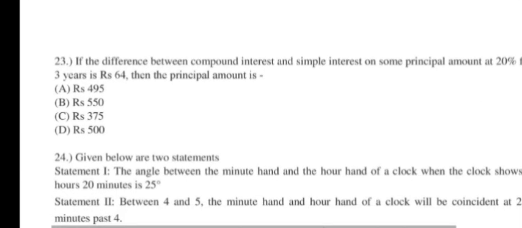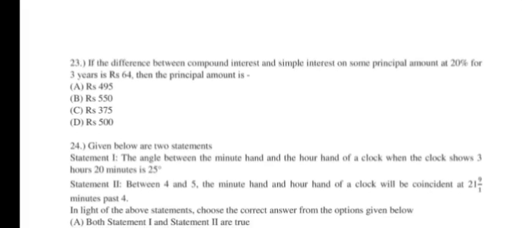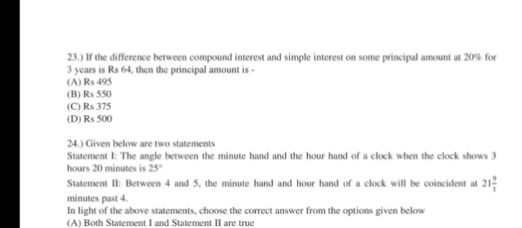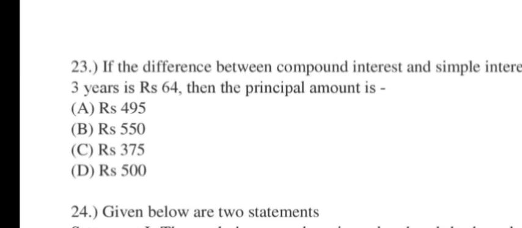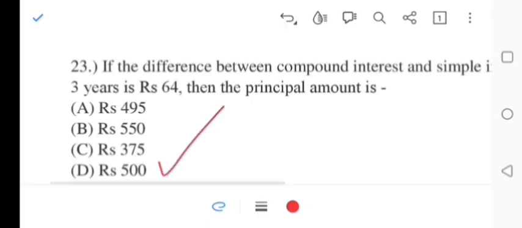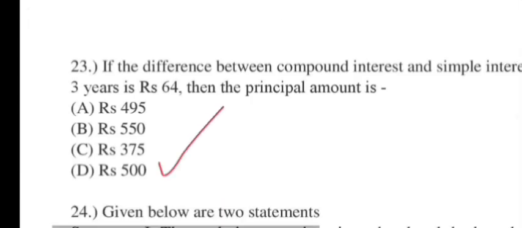The 23 says, if the difference between compound interest and simple interest on some principal amount at 20% for 3 years is Rs 64, then the principal amount is what? Rs 495, 550, 375, 523. It will be 500, according to me. I am not saying this will be correct.